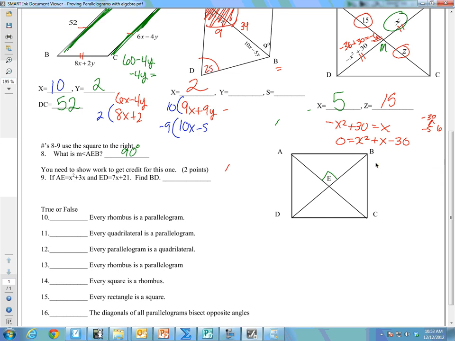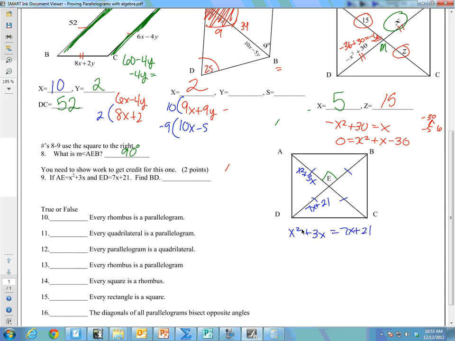Doing number 9, it says AE, which is x squared plus 3x, and ED, which is 7x plus 21. Now, if we know that this is a square, the diagonals of a square are congruent. The diagonals of a square bisect each other. So all four of these parts of the diagonals should all be the same. So I should set up x squared plus 3x is equal to 7x plus 21.